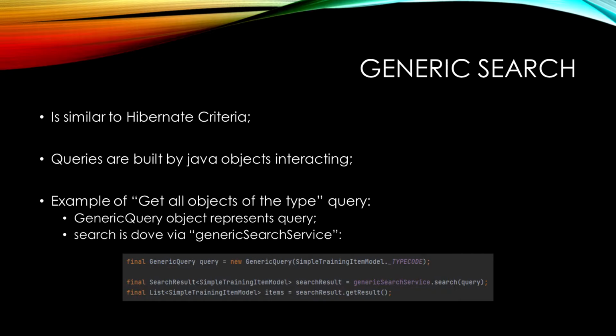Another searching option is the generic search. It is similar to the Hibernate criteria API, where queries are built by Java objects interaction. Here is an example that gets all simple training items. I create a generic query object for the simple training item type and pass it to the search method.